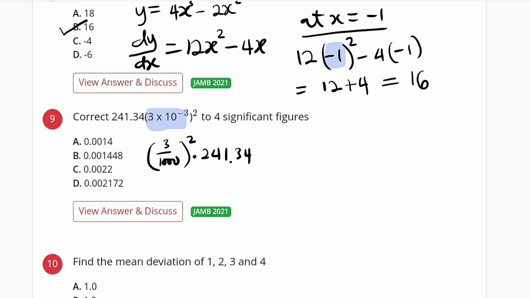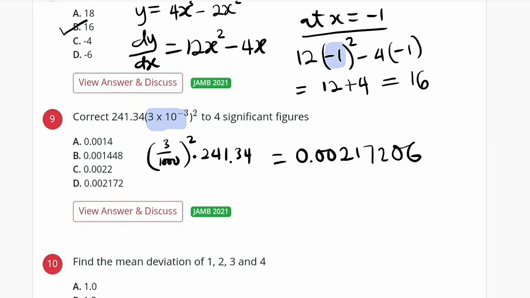We have 3 divided by 1000, which is 0.003. If you square that, it's like you are multiplying it by itself, which is the same thing as 0.000009. Then you multiply by 241.34. And that will give us 0.00217206.